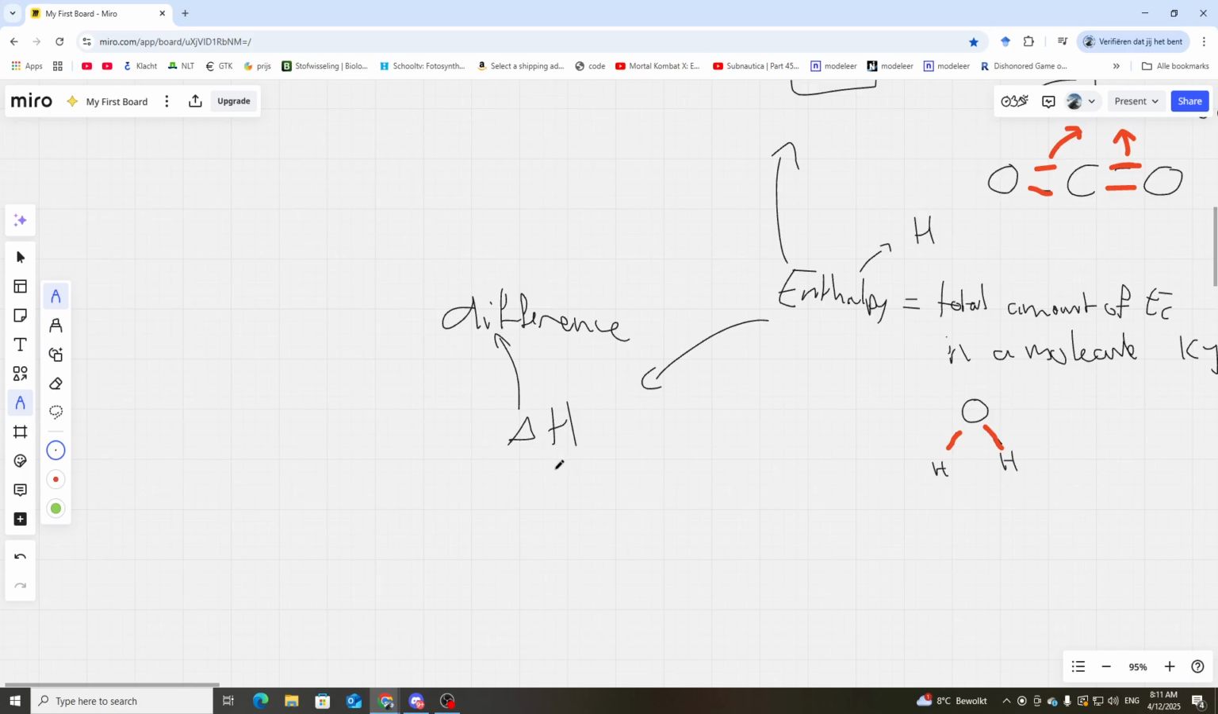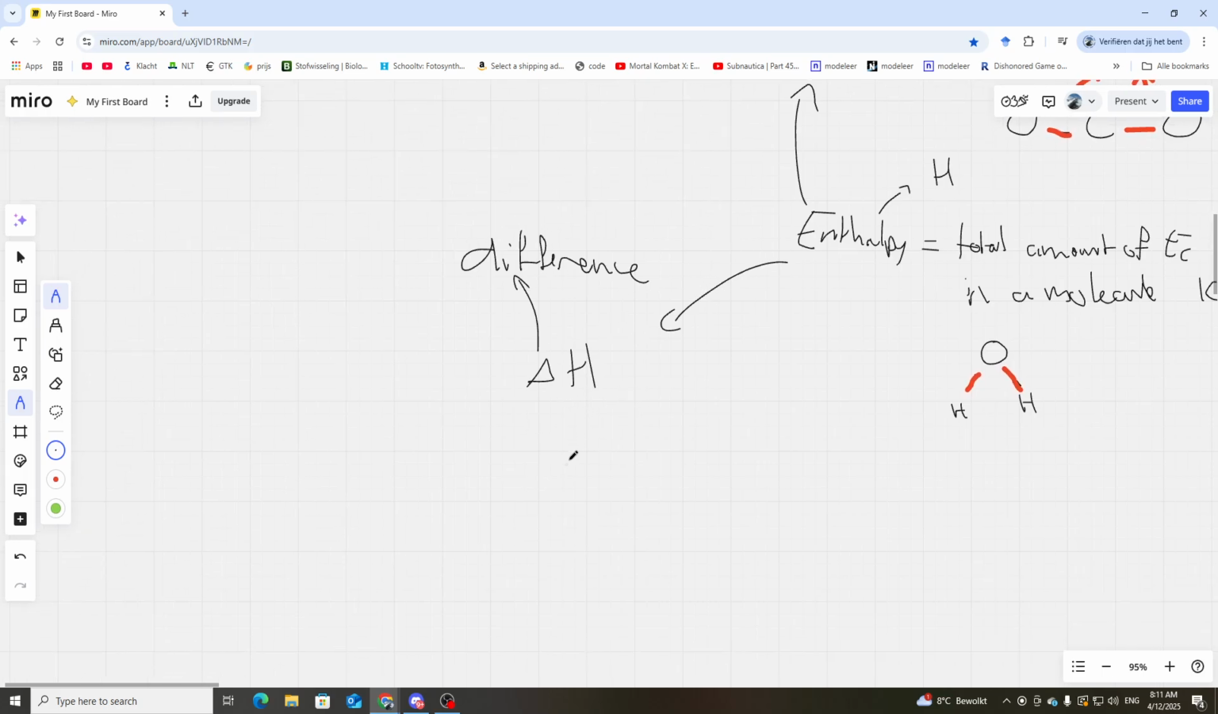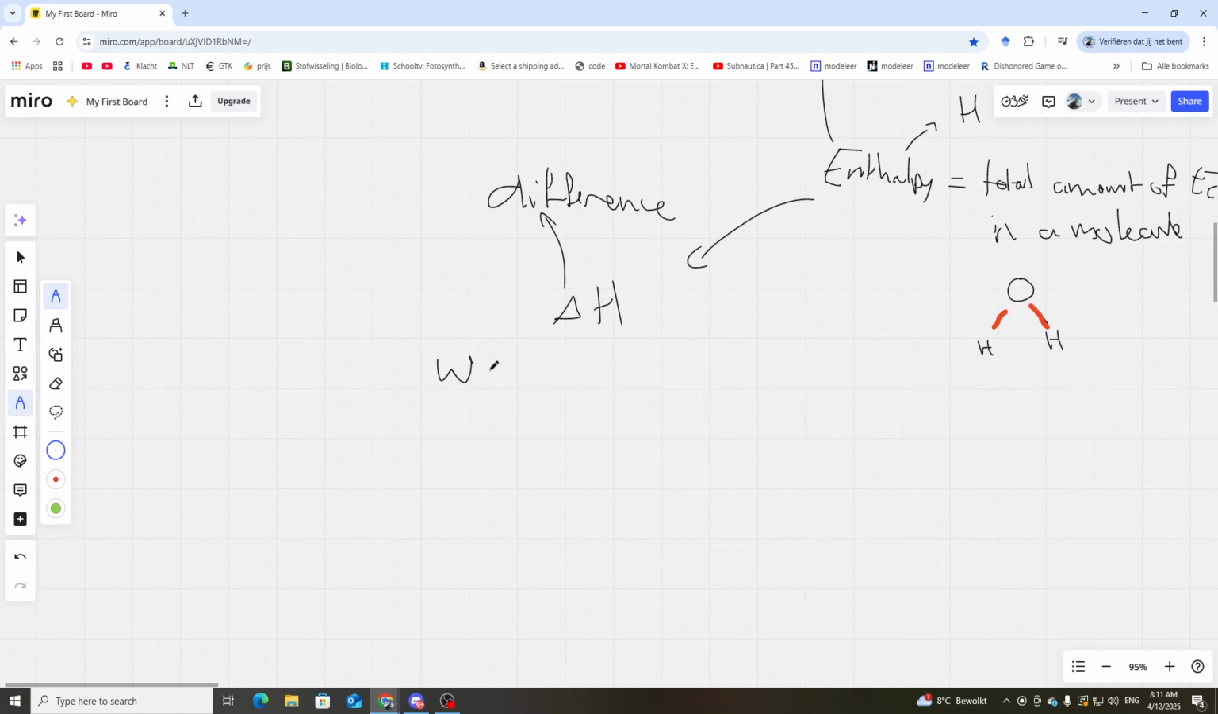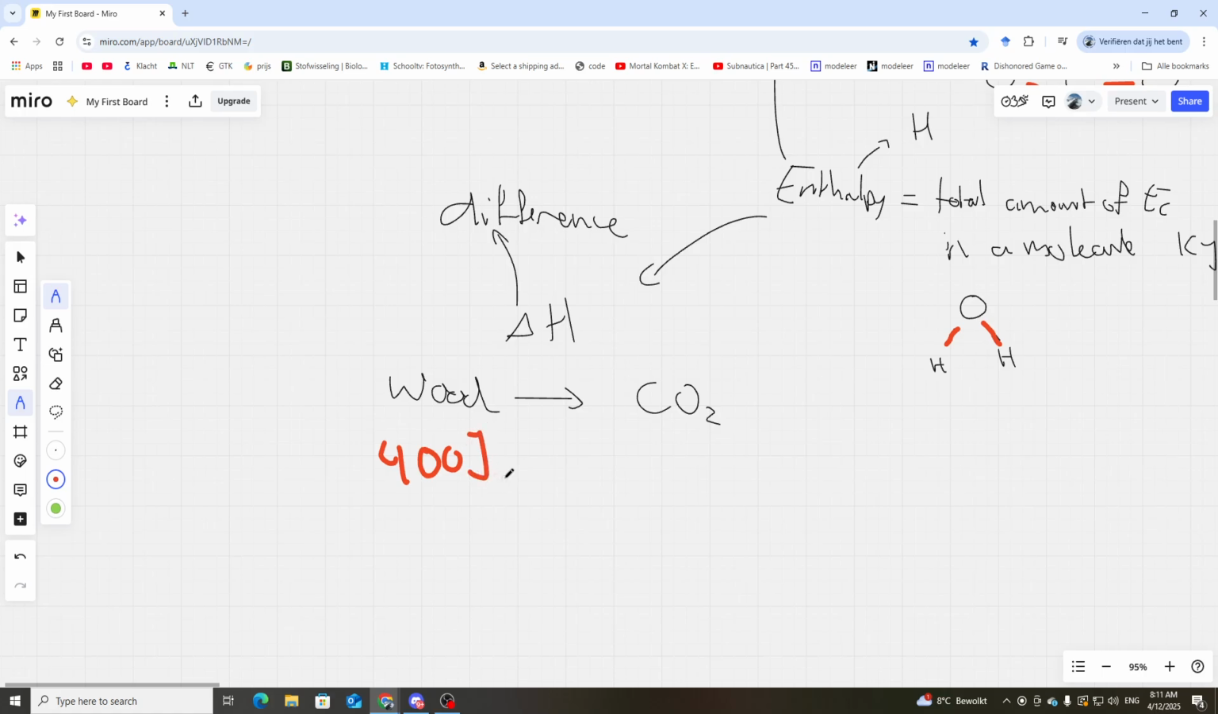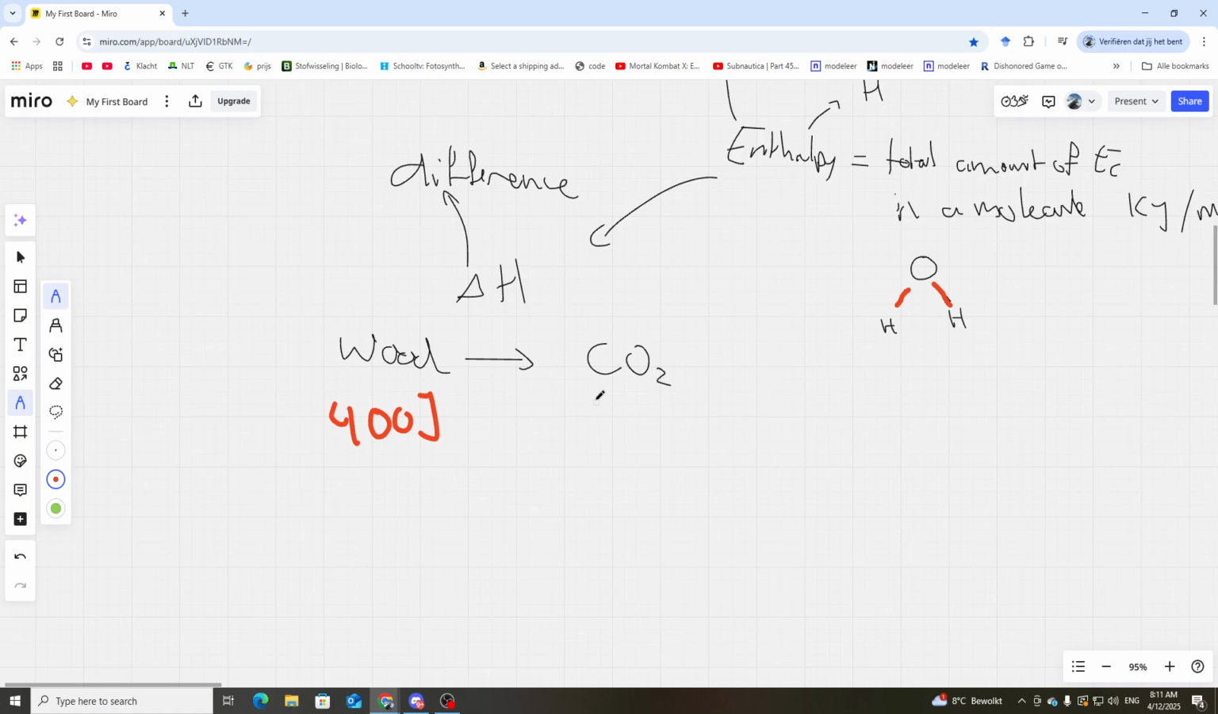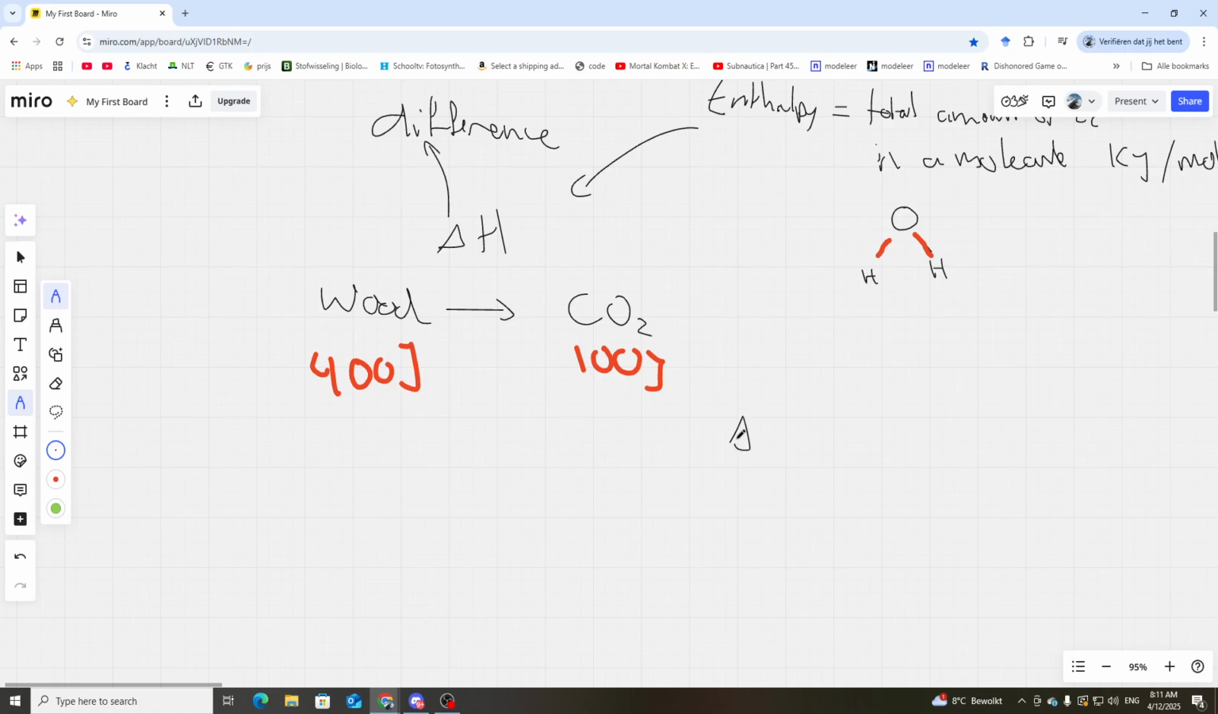Bang. So the difference in enthalpy. For example, let's say I go from wood to CO2. Let's give my wood 400 joules of enthalpy, and my CO2 only 100 joules of enthalpy. So we've gone from a high enthalpy to a low enthalpy, and now my delta H is the final 100 minus my initial 400, which is equal to minus 300 joules per mole.